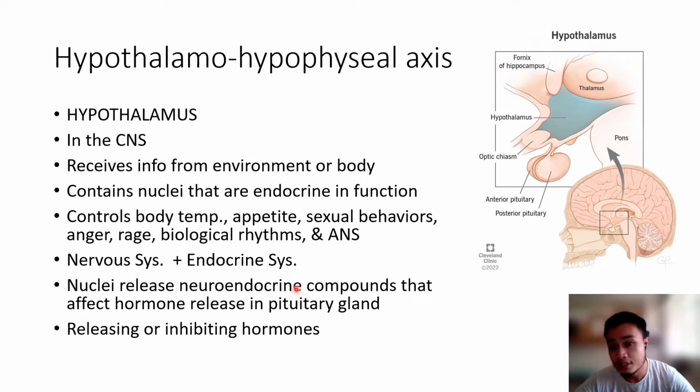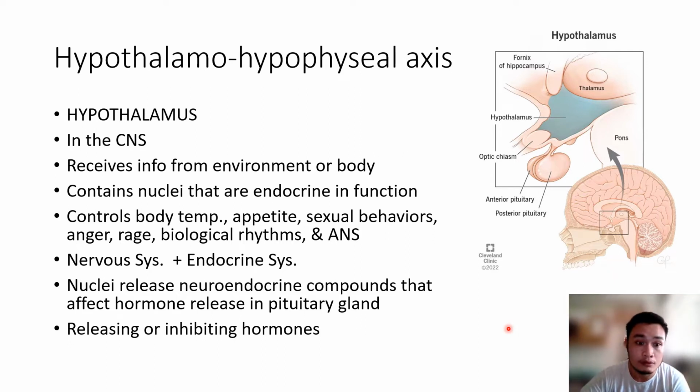So of course, first we need to discuss what the hypothalamus is. As you can see here, it is found in the central nervous system. Basically, it receives information from the environment or from other parts of the body, and it contains nuclei. These nuclei are bundles of neurons that are endocrine in function.